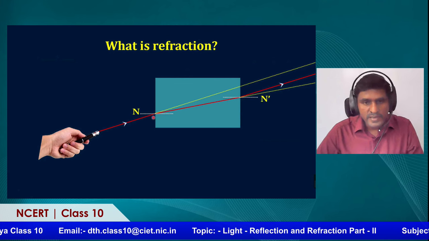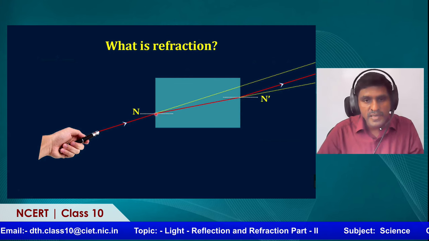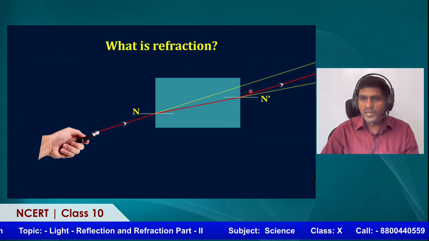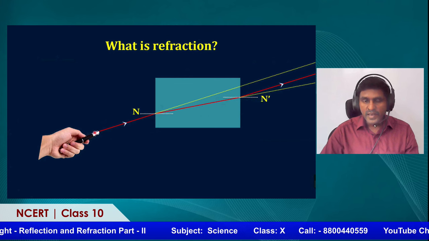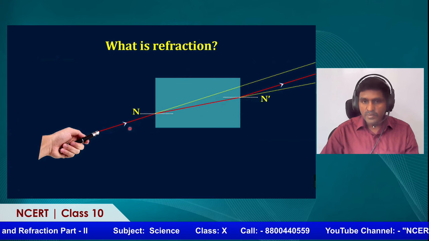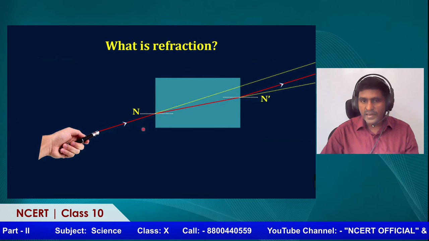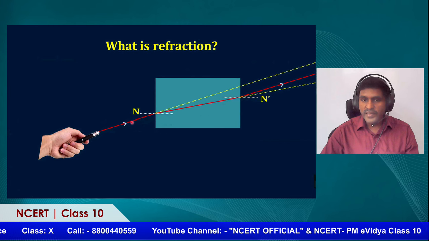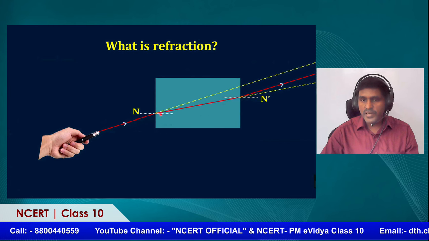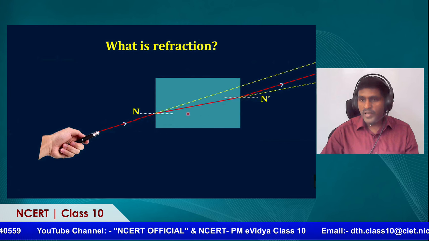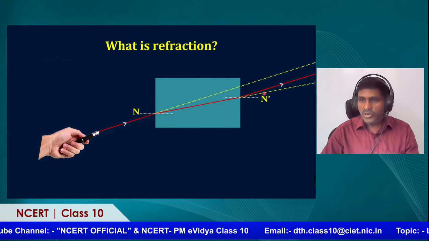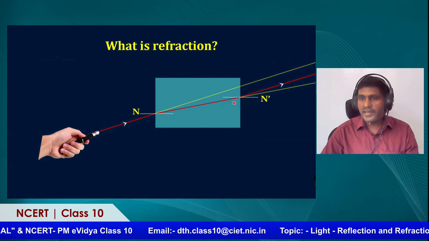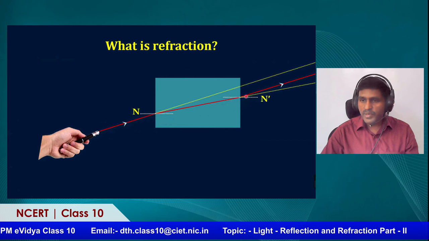The first bending takes place here. Here, the bending is towards the normal, and the second bending is away from the normal. Here, the light rays are incident from the rarer medium to the denser medium. This is air, which is a rarer medium, and glass is a denser medium. So, when light enters from a rarer medium to a denser medium, it bends towards the normal. And when it emerges out, the light is going from a denser medium to a rarer medium.